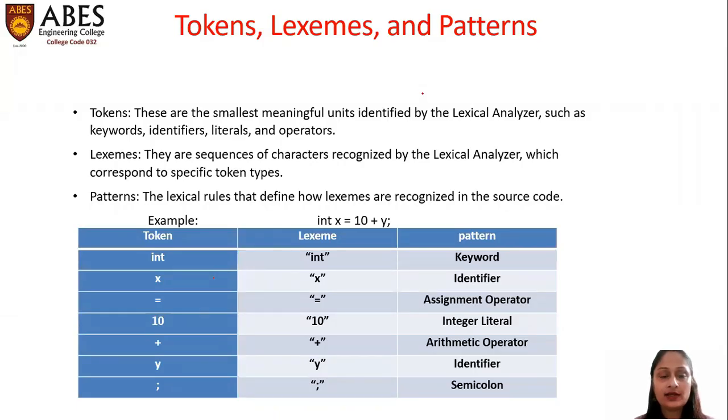Our next topic is about tokens, lexemes, and patterns. Tokens are the smallest meaningful units identified by the lexical analyzer. A token can be a keyword, a constant or literal, an identifier, or we can say a variable, or an object.